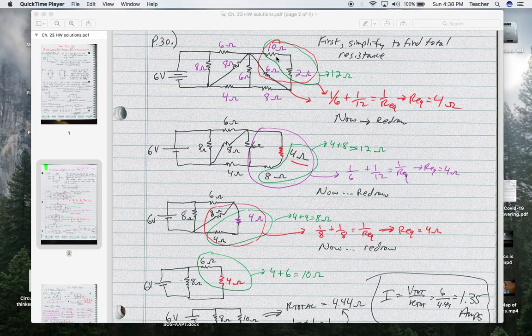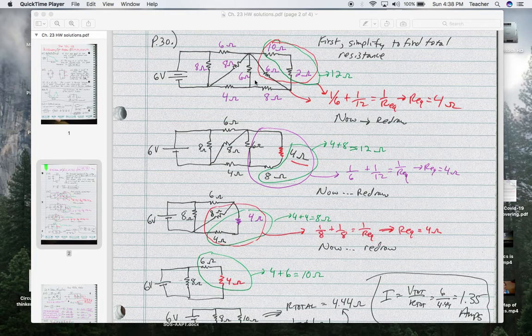In this very outermost branch, the 10 and the 2 are in series with each other, so I can add those up and get 12 ohms. That 12 ohm equivalent resistance, which I've circled in green, is in parallel with this 6 ohm equivalent resistance, which I've got in purple. So overall, this whole outer amount in red is going to be a 4 ohm resistor.